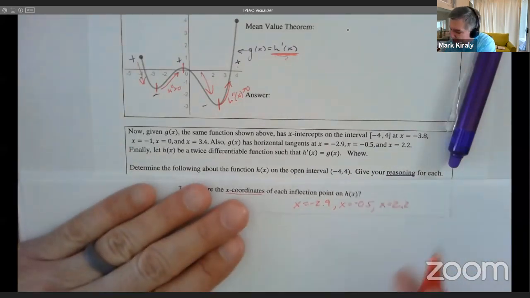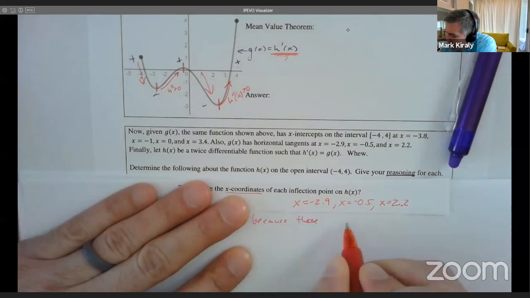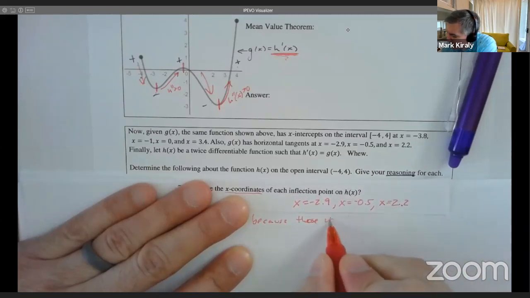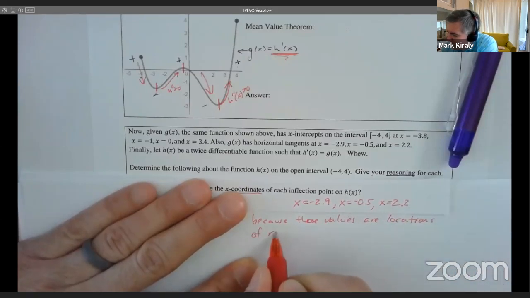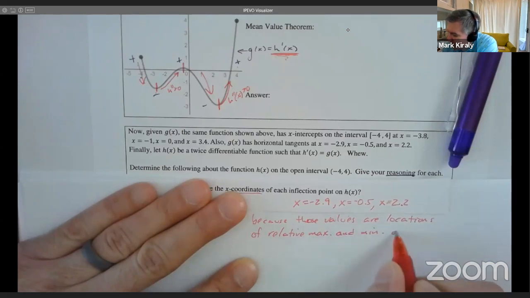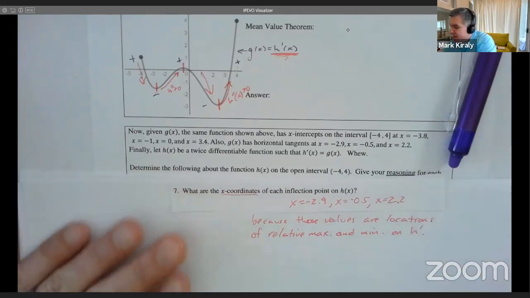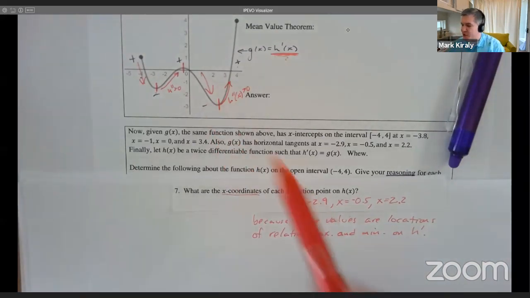And my reasoning, because those are locations, and you know what, I'm going to say those values of relative, I'm not going to abbreviate. This I'll abbreviate. On my derivative, or on h prime. I want to say specifically which derivative. And that is actually a way to test for points of inflection. Relative max and min on h prime, when given h prime, is the most direct reasoning.